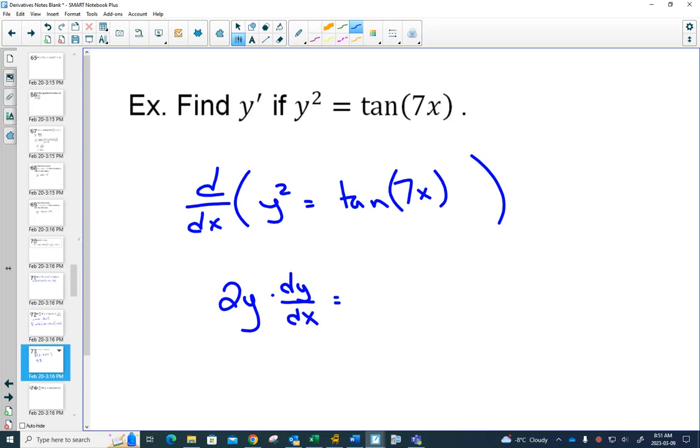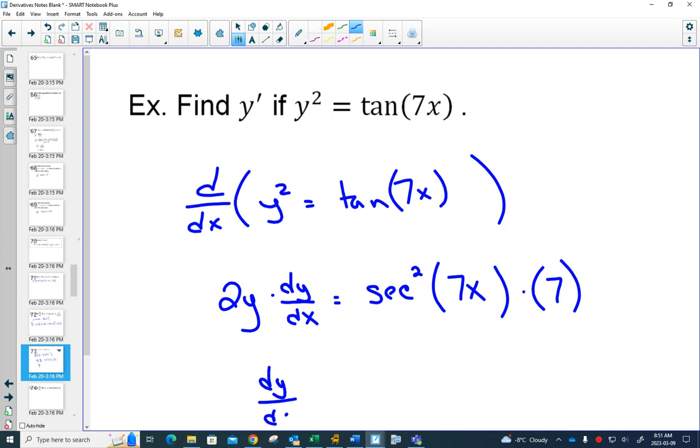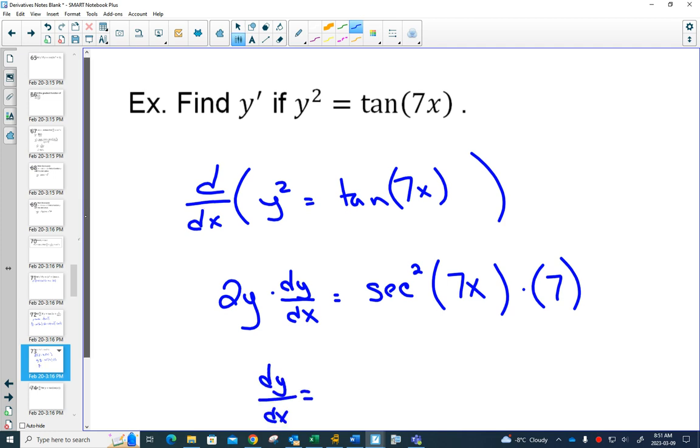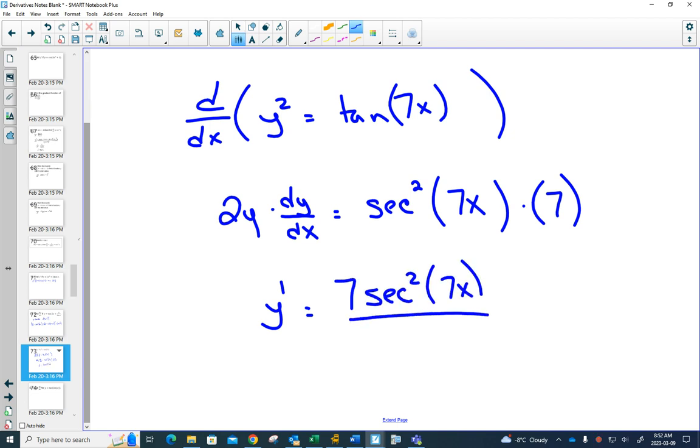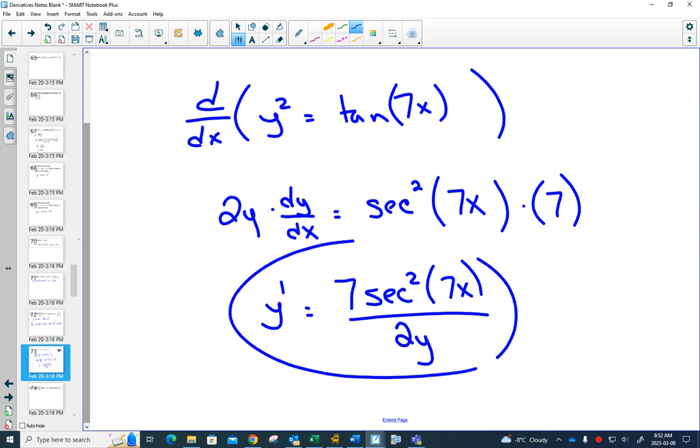Equals, and on this side it's the chain rule, outside function is tan. Derivative of tan is secant squared, keep the inside the same, multiplied by the derivative of the inside. So then dy dx or y prime, and maybe because the question wrote y prime, maybe I'll write y prime at this moment, just so that it matches with the question. I have 7 secant squared of 7x divided by 2y.